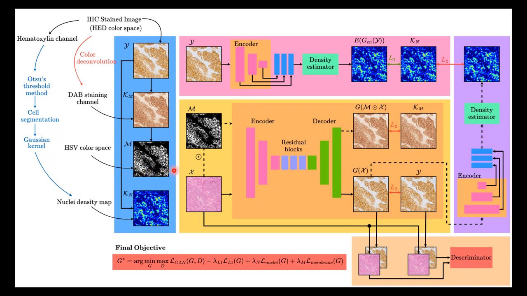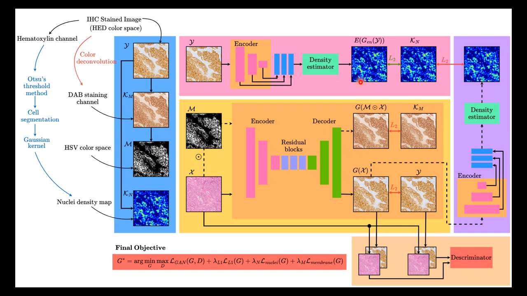Training happens in two stages. In the first stage, a nuclear density estimator is trained. This network learns to predict nuclear density maps from high-level encoder features of real IHC images. This step is crucial because nuclear extraction through color operations is non-differentiable. Without this estimator, nuclear information cannot be used to guide a generator through backpropagation.